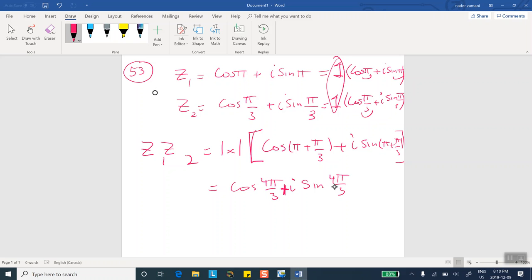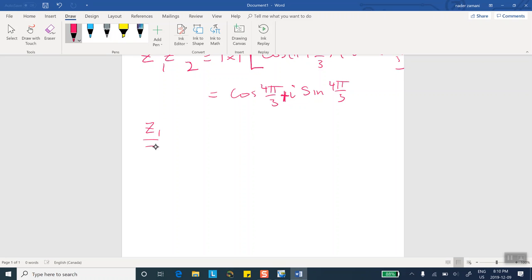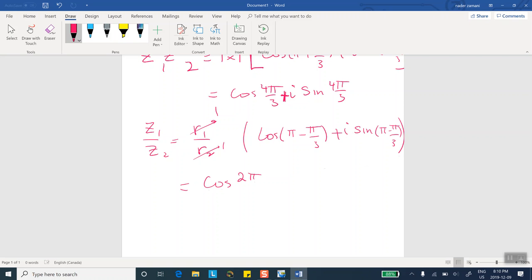And then it says find z1 over z2. Well, all you do is you take r1 over r2, but these are both 1, right? Times cosine of, subtract the argument. So it's going to be pi minus pi over 3, plus i sine of pi minus pi over 3. Let's clean it up. So this is equal to cosine of 2 pi over 3 plus i sine of 2 pi over 3.